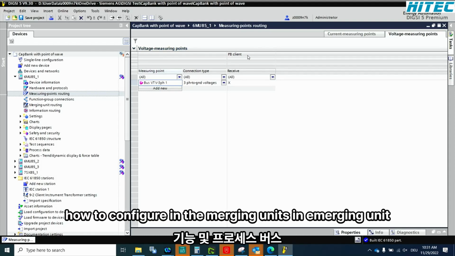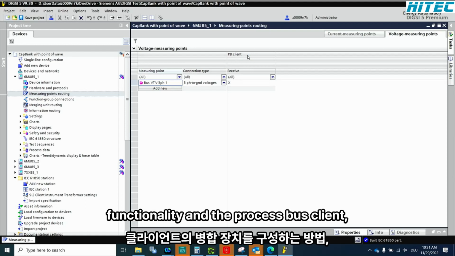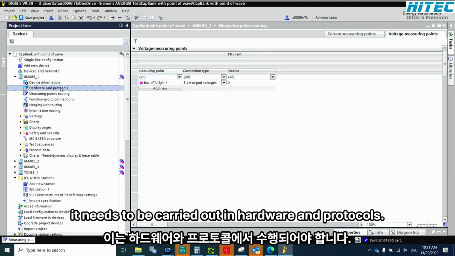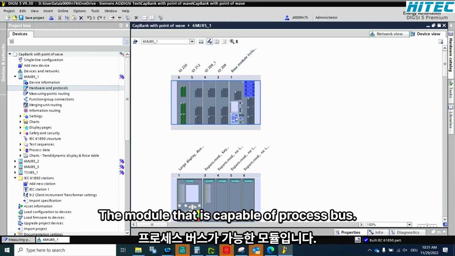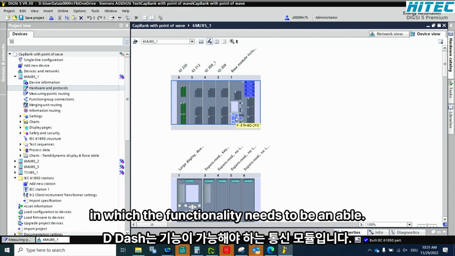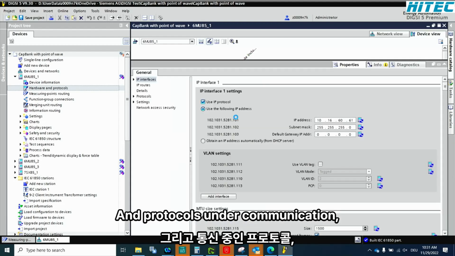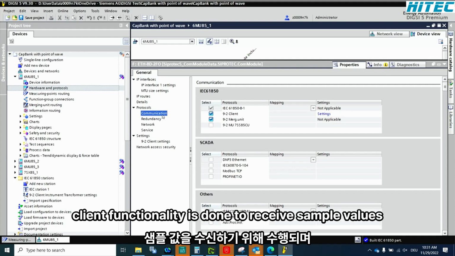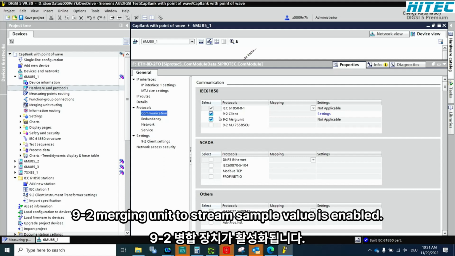How to configure the merging unit functionality and the process bus client? It needs to be carried out in hardware and protocols. The module that is capable of process bus is the ETH-BD-FO communication module, in which the functionality needs to be enabled. In protocols, under communication, the 9-2 client functionality is selected to receive sample values, and the protocol 9-2 merging unit to stream sample values is also enabled.